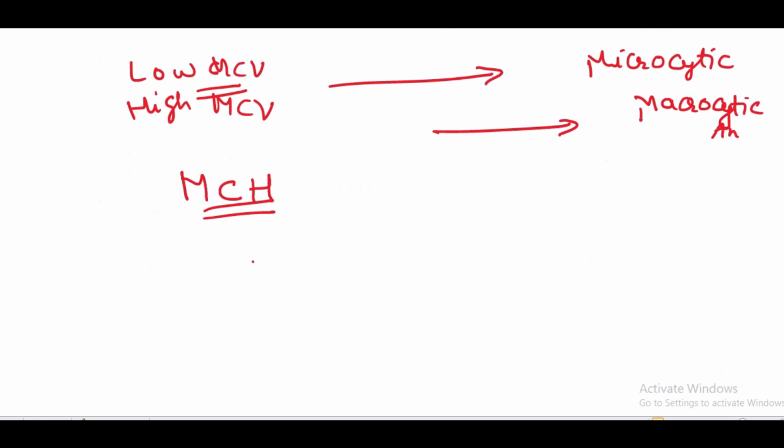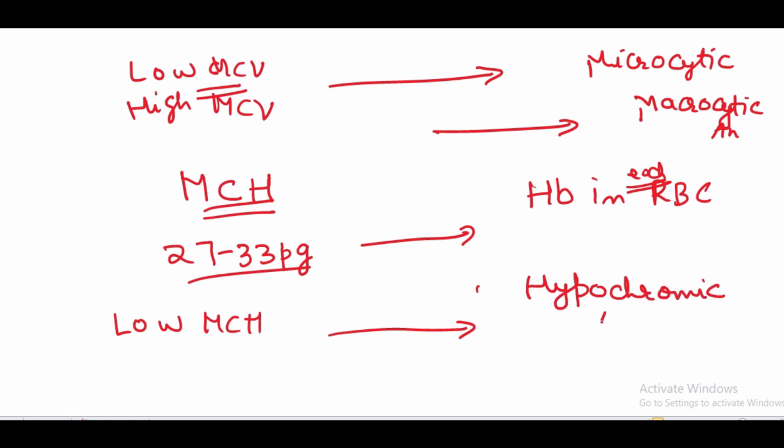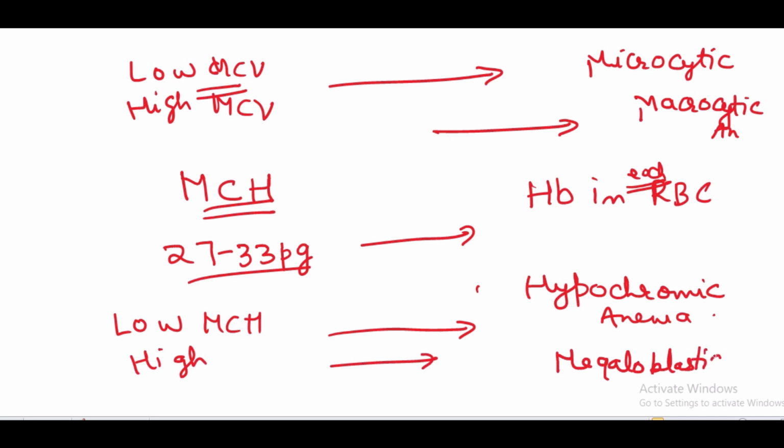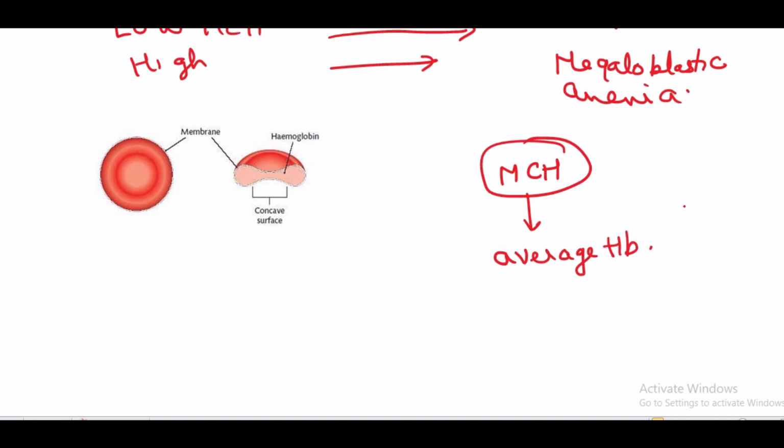The mean cell hemoglobin, what is that? It is the amount of hemoglobin in each RBC. So the normal range is 27 to 33 picogram. The low MCH means less hemoglobin is present in each red cell. The term we use is hypochromic anemia. And if it is high, that means more hemoglobin is present in each red blood cell. The term we use is megaloblastic anemia. Mean cell hemoglobin means the average amount of hemoglobin present in each red blood cell.